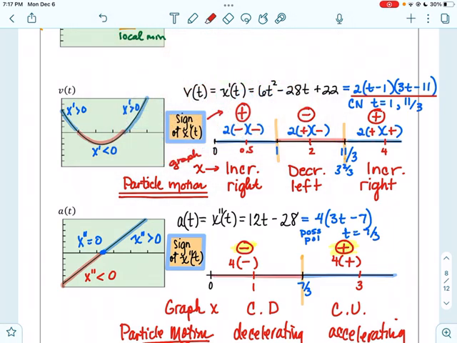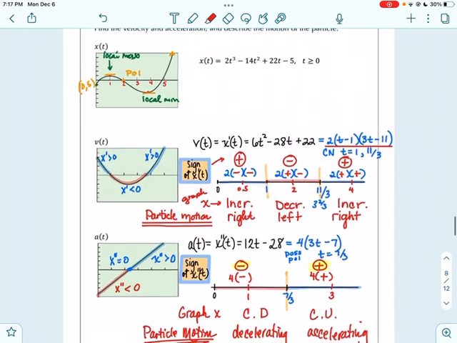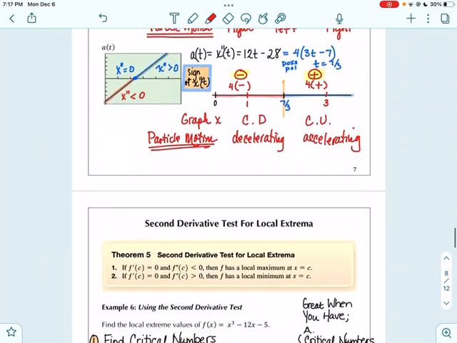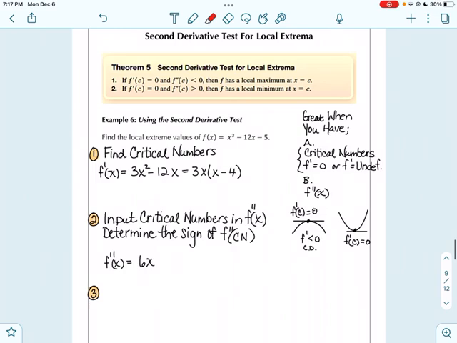So just one more aspect of evaluating the graph. You can see that our answers here match up perfectly with what we have in the original graph of x of t. Okay, so now the next problem that we'll be looking at is the second derivative test for local extrema. And I'm going to start this one, but I think what I'm going to do is finish this one, and then that'll be it for the video tonight.